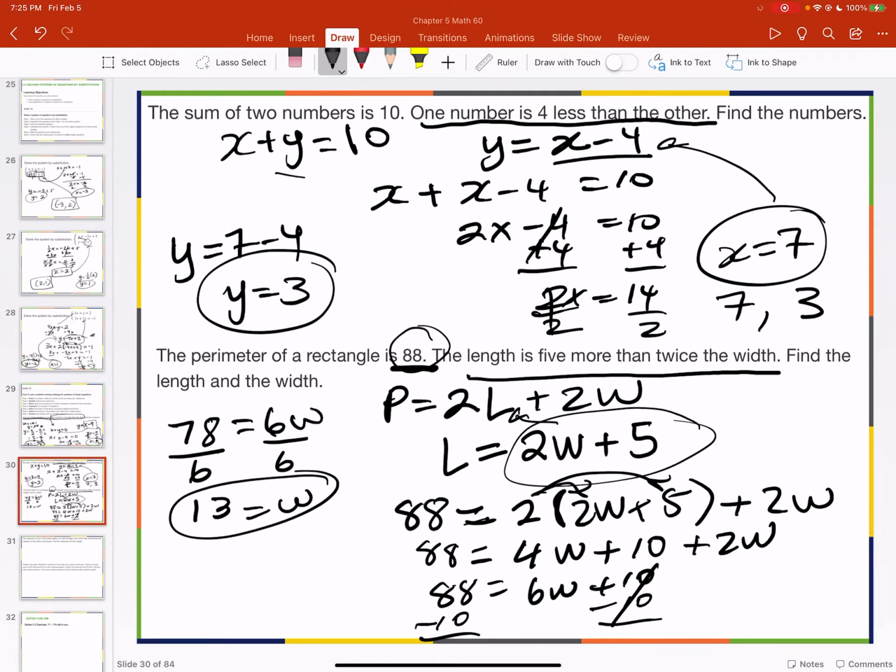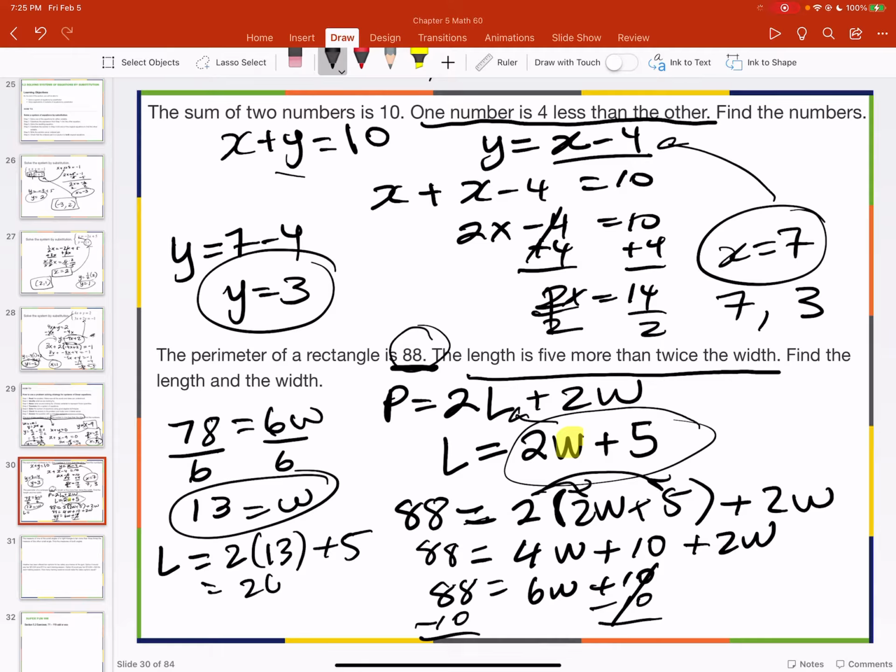Okay, so then the length is just going to be 2 times the width plus 5. So we're going to plug it into here. 2 times 13 plus 5. So that's going to be 26 plus 5, and that's 31. So the length is 31, and the width is 13.